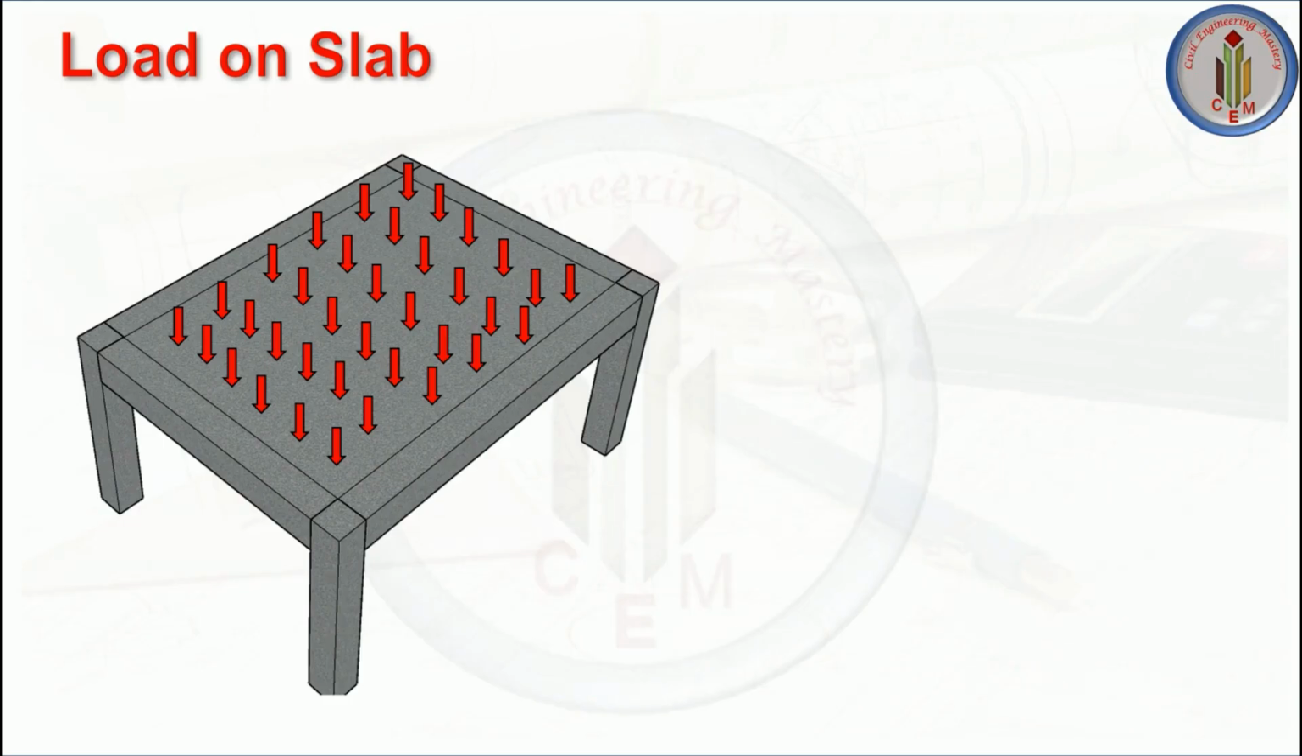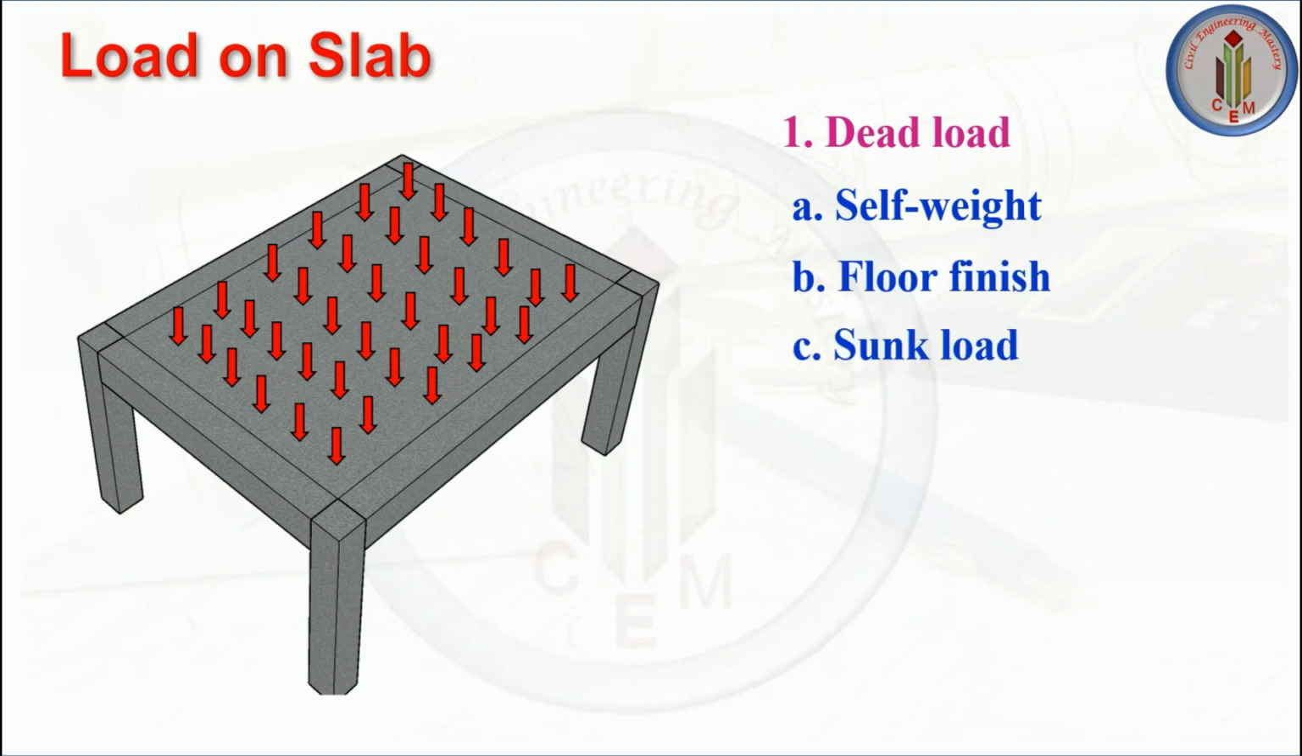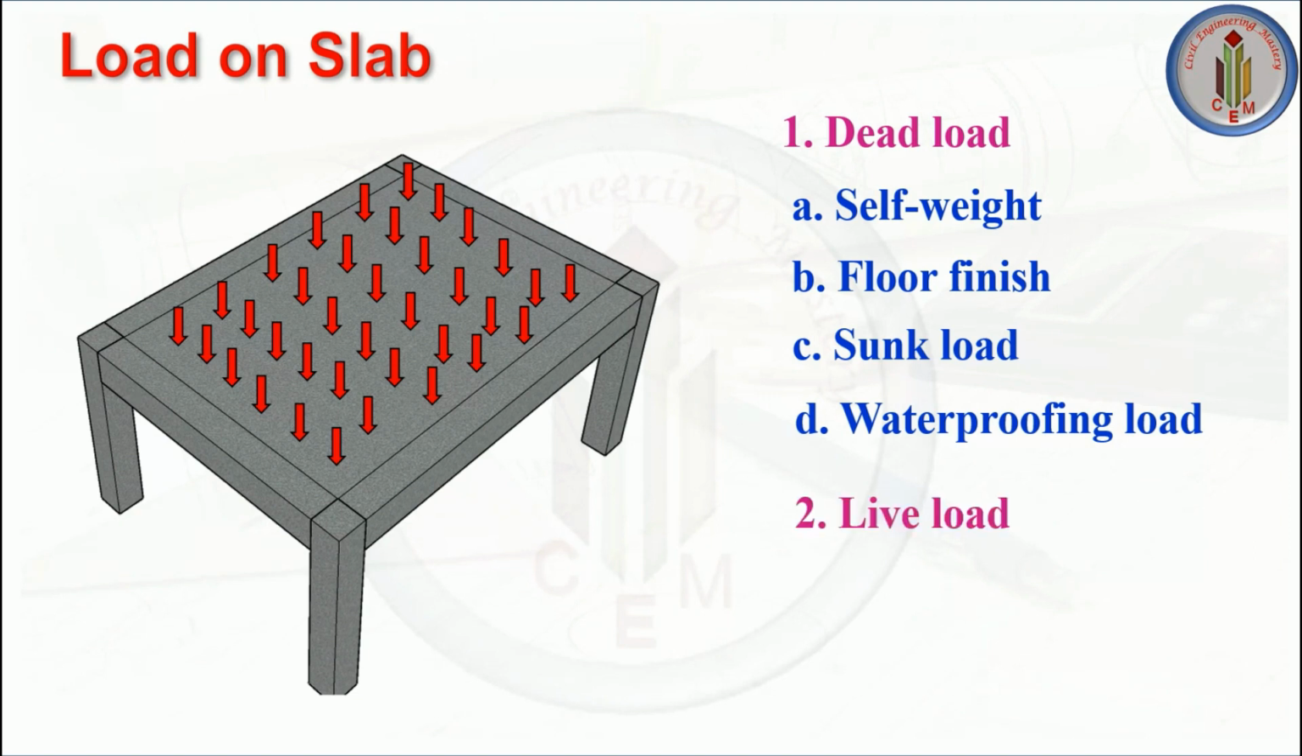First, let's see what are all the loads coming under slab. Under gravity load, we have dead load and live load. Dead load includes self-weight of the structure, floor finish load, sunk load, and waterproofing load. This waterproofing load will come on the roof slab. Always we have to provide waterproofing in the roof slab according to the material we are using for waterproofing. So that load we need to consider. And next one is live load.